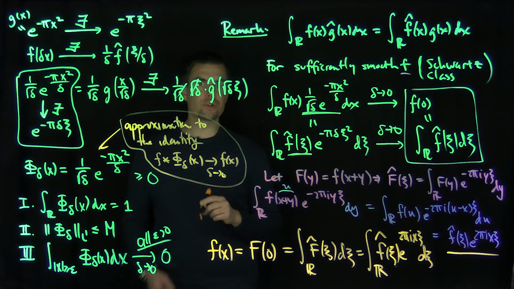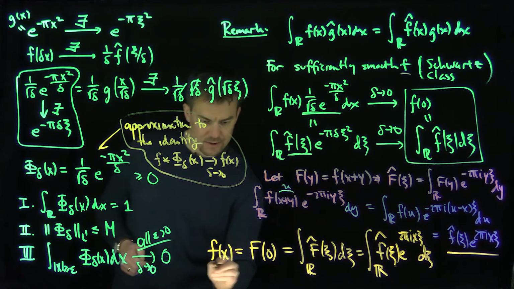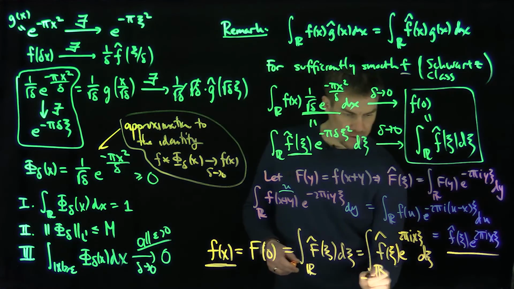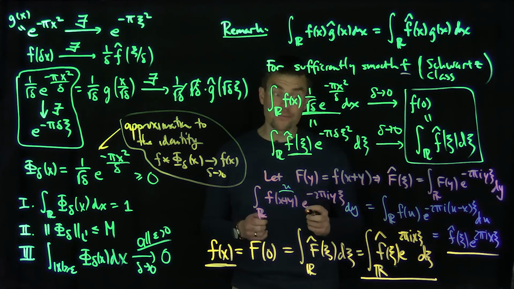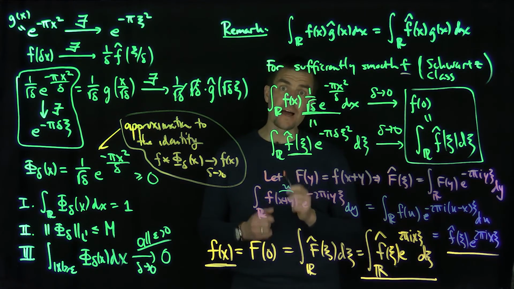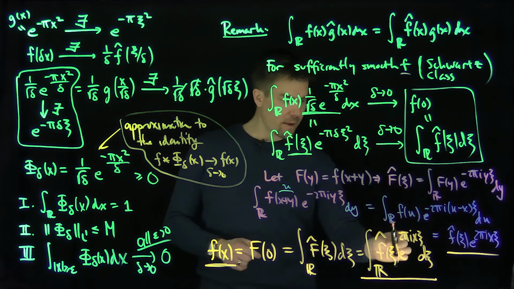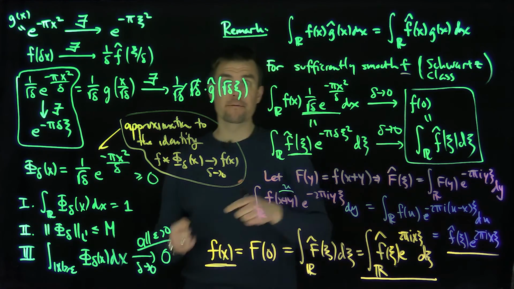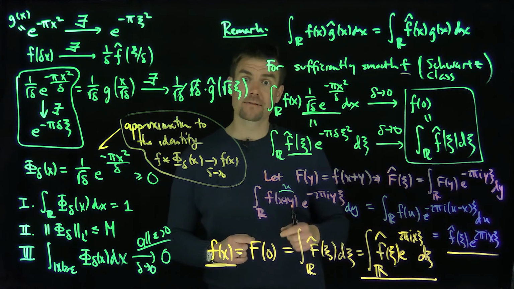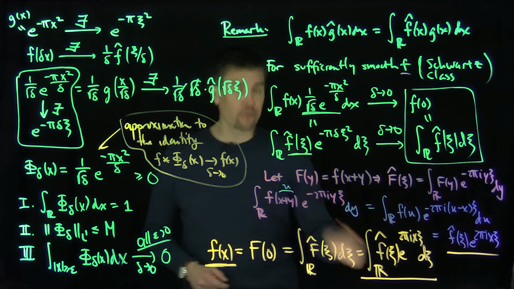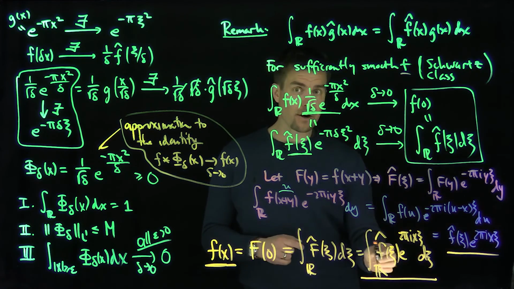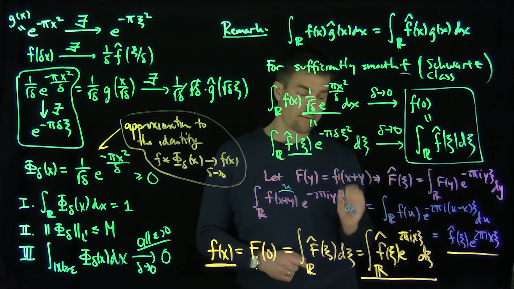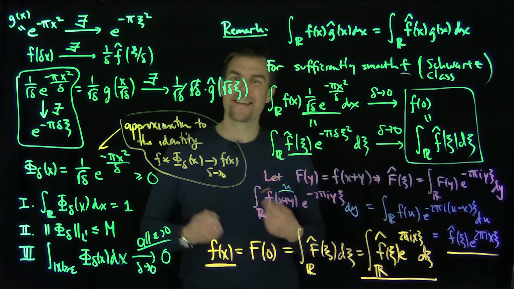So in other words, what have we just shown over here? We've just shown that f of x is equal to the integral over R of f hat, its Fourier transform, times e to the 2 pi i x xi. So whereas the Fourier transform had a negative sign over here, when you do Fourier inversion, you have a positive sign in the exponent. So the function can be recovered from its Fourier transform by integrating the Fourier transform against e to the positive 2 pi i x xi. Thank you very much.